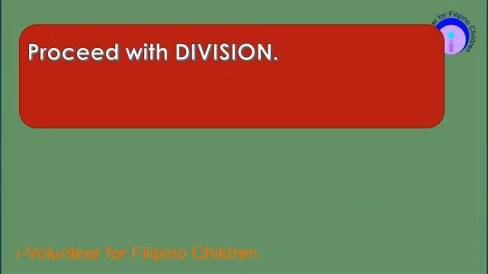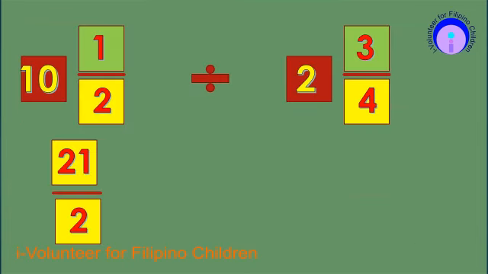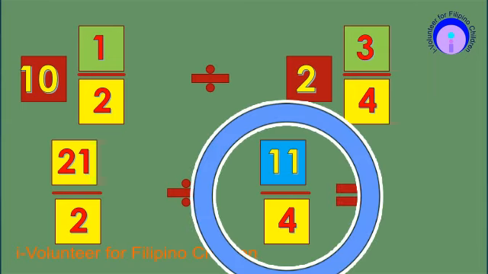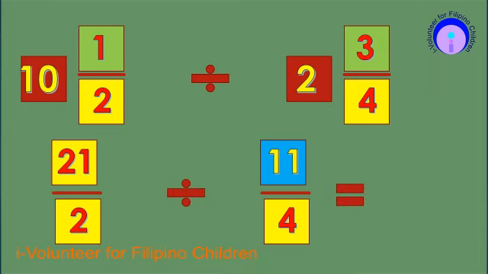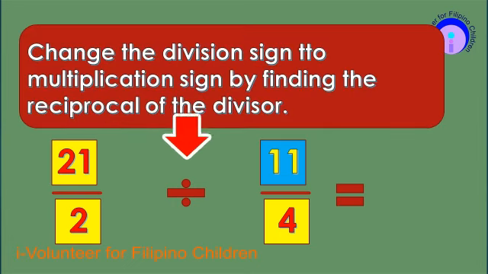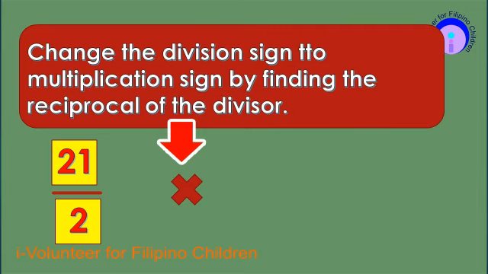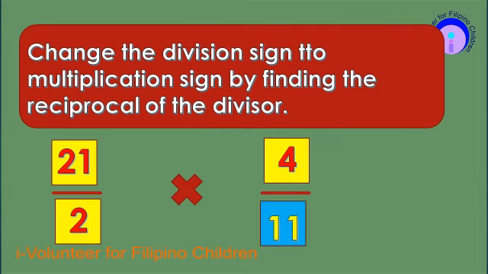When you are dividing a fraction by another fraction, you should always find the reciprocal of that fraction. 11/4 will become 4/11. Change the division sign into multiplication sign. Now, let's proceed with multiplication.